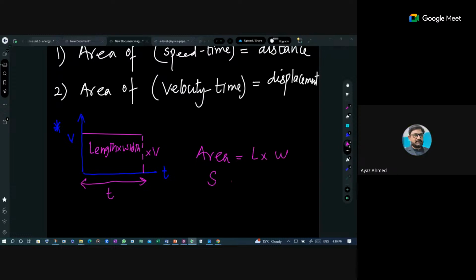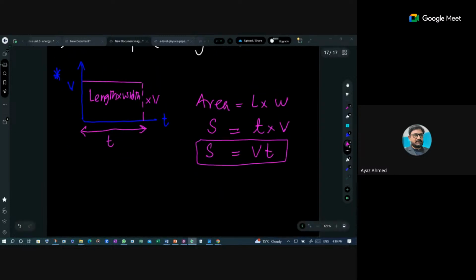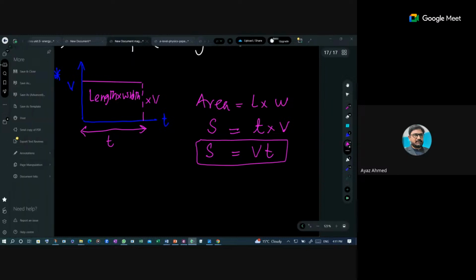You can say our length times width. So as I told you, area is distance, length is your time, and width is your v. Do you remember that equation I wrote at the start of the lesson, that distance s is equal to vt? Actually we get this equation from this area. If it is a rectangular graph, then its area is length times width. Okay, is it clear? Yes, sir.